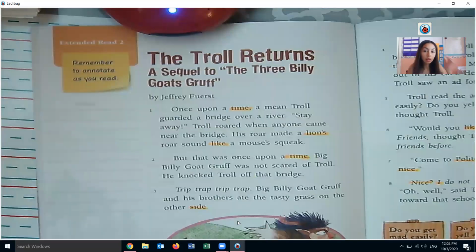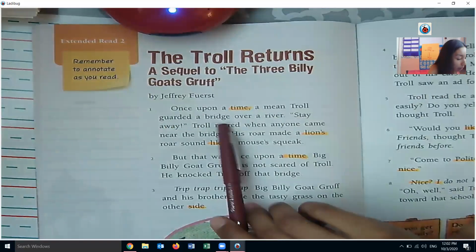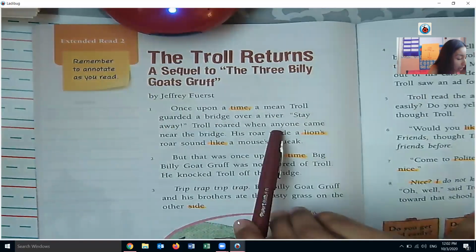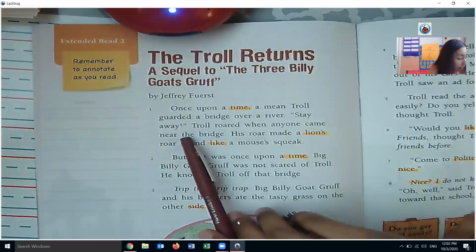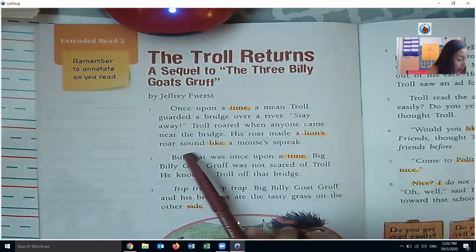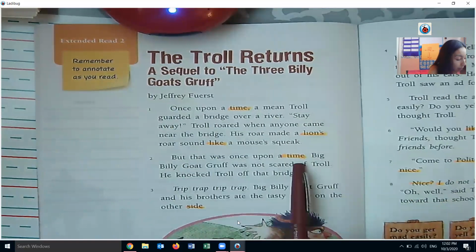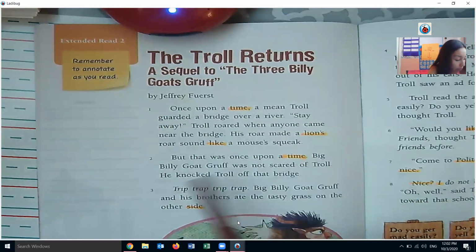So here it goes. The Troll Returns, a sequel to Three Billy Goats Gruff. Once upon a time, a mean troll guarded a bridge over a river. Stay away, Troll roared when anyone came near the bridge. His roar made a lion's roar sound like a mouse's squeak. But that was once upon a time. Big Billy Goat Gruff was not scared of Troll. He knocked Troll off that bridge.